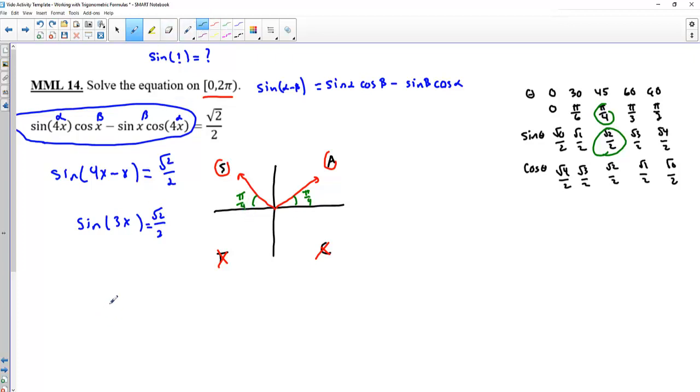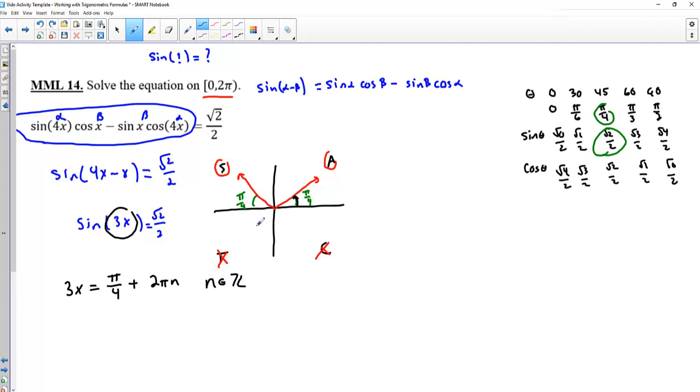So our first answer will be 3x equals, and notice the angle is 3x, not just x. The first answer is pretty easy to write down. It's just this angle right here, which is pi over 4. But remember, you can add any multiple of 2 pi n, where n is an element of the integers. So it's 1, 2, 3, 4, or so on, or it could be 0 or negative 1, negative 2, negative 3, negative 4, or so on.